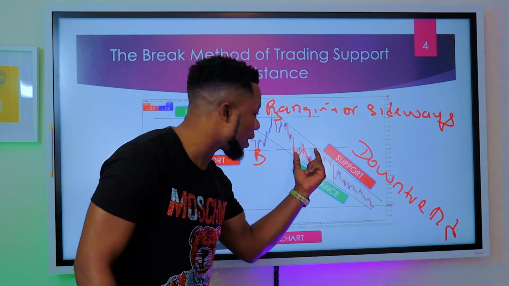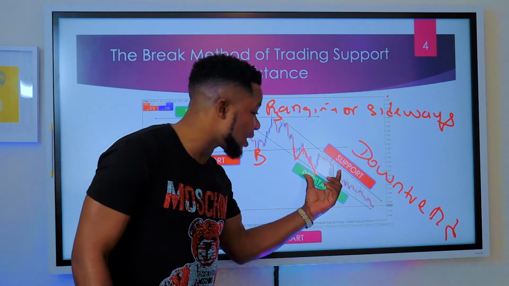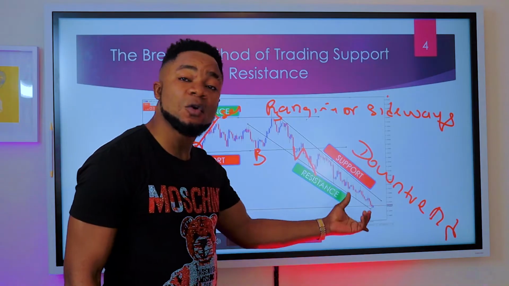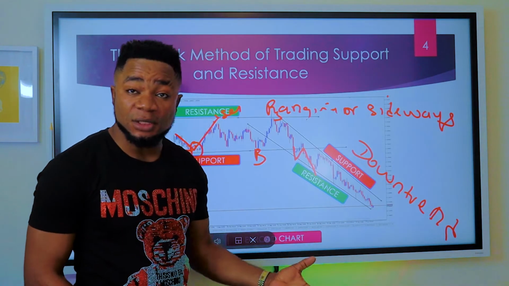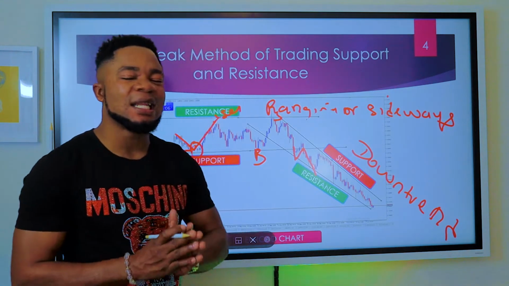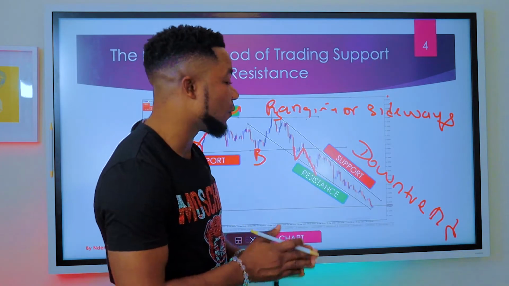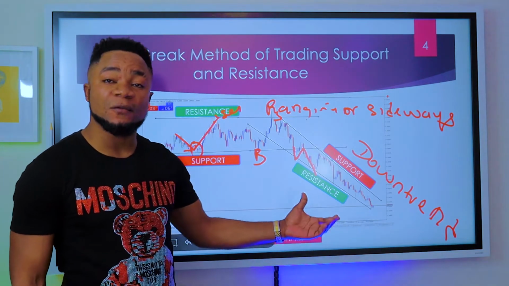So this is where we would have known that, okay, the market has changed direction. And once the market changed direction, we are now having lower highs, lower lows, lower highs, lower lows. That is a clear indication that we are now having a downtrend. And since we are having a downtrend, the only signals we should be looking for should be sell signals.